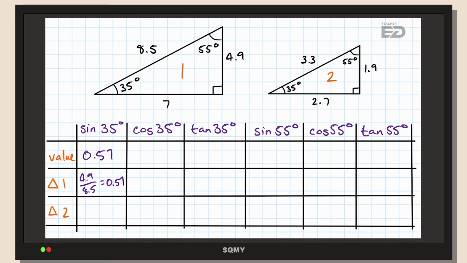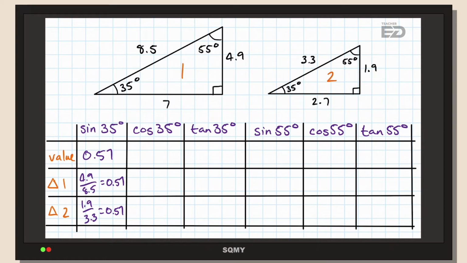Okay, let's try it on the second triangle here. Using our 35 angle, we have a ratio of 1.9 over 3.3, and that also equals about 0.57. Now, these are not exactly equal. They're off by a couple of decimals because I did round the lengths of the sides and the hypotenuse to the nearest tenth of a decimal point. That way, it's just easier to look at. But you can see they're very, very close.